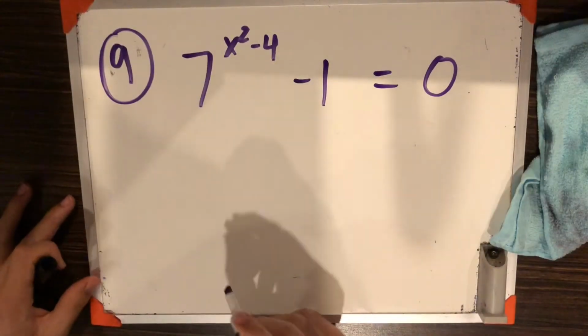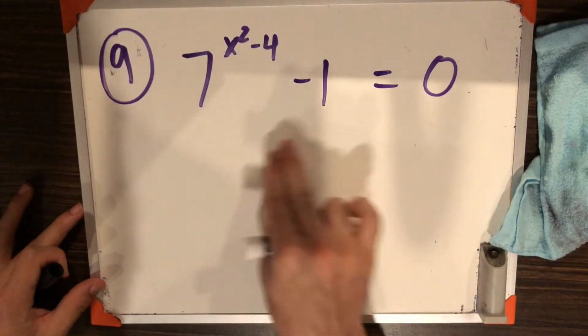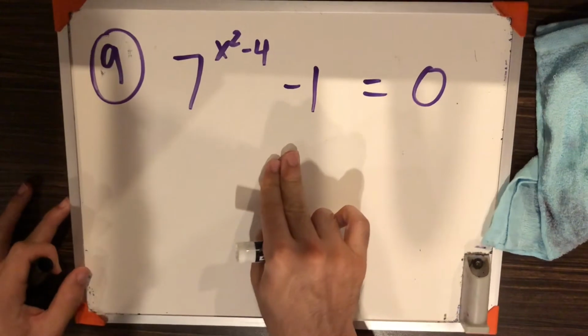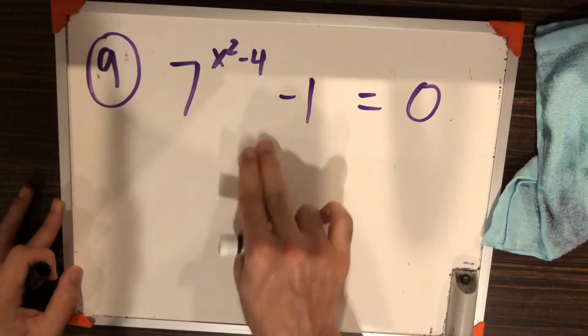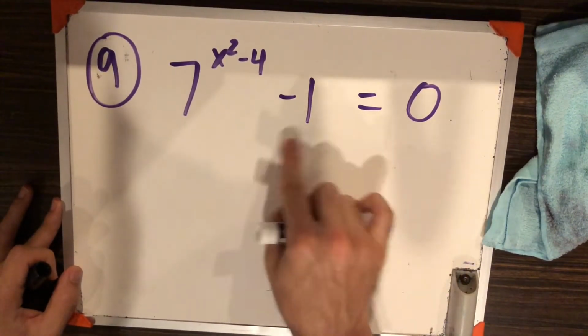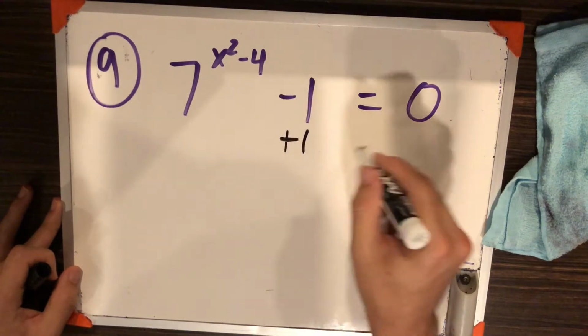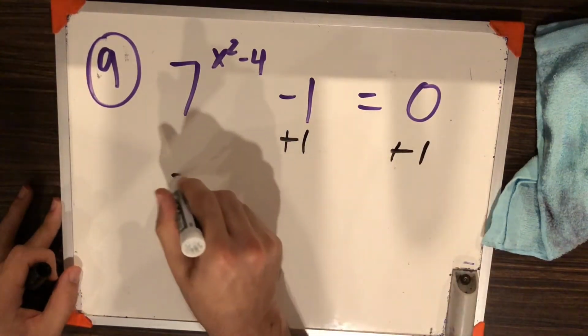Alright, number 9. Again, we want to be comparing bases. We can only compare them if one of them is on the other side. So move 1 to the other side.